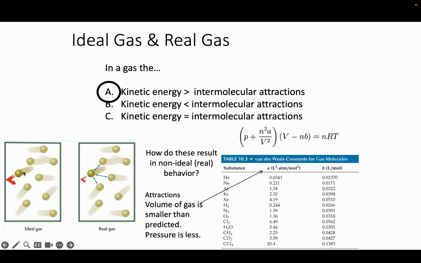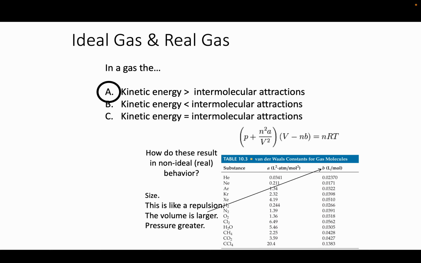Imagine we have a particle that's going to strike the wall of the container. In an ideal gas, that would exert a particular force. In a real gas, what if that same particle is also experiencing attractions between other gas particles? Instead of striking the wall of the container with the full force, it's going to be smaller because it's also being attracted back within the container to the other gas particles. This would mean that the force with which it strikes the wall is smaller than you'd anticipate.